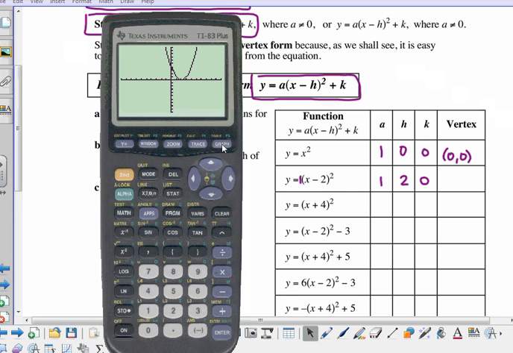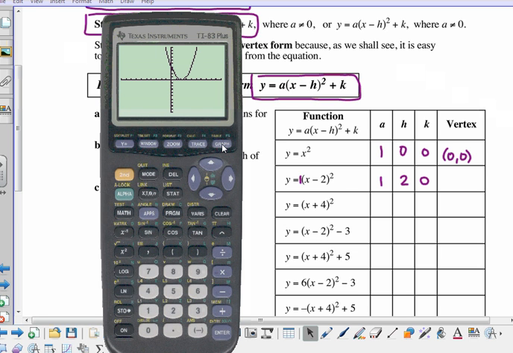Okay, now we need to find our vertex. Is it going to be a max or a min? Look at it. Smiley face is minimum, right? There's going to be a lowest point. It keeps going up, so there's no maximum. But it does have a lowest value, and that would be the minimum. Okay? So, minimum, how do we find minimum on our calculator?